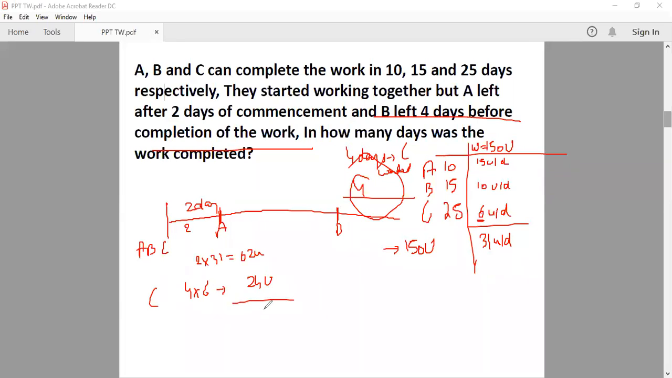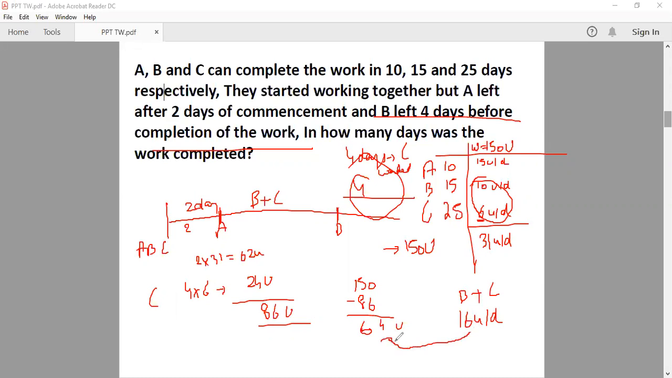So what is the total work done? Total work done is 86 units. Total work considered was 150. 86 हो गया है आपका. And how much is left? 64 units is left. This work is done in the middle period by B and C together. When B and C together work, they complete 16 units per day. Since the work left is 64 units, the time taken would be 64 divided by 16, 4 days. So 2 days in the beginning, 4 in the middle and 4 at the end. Total is 10 days. Is it clear to everyone?